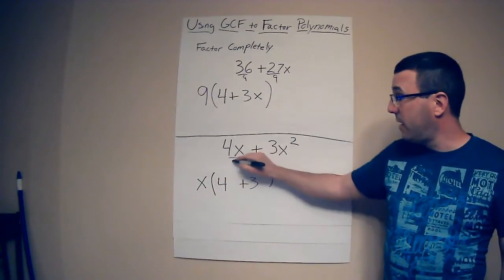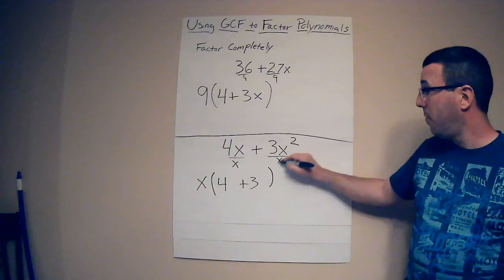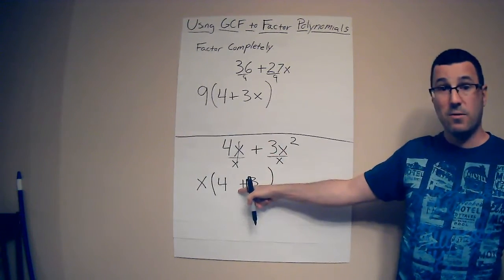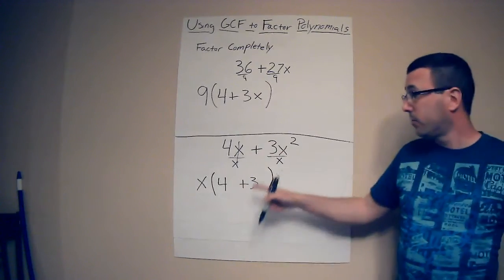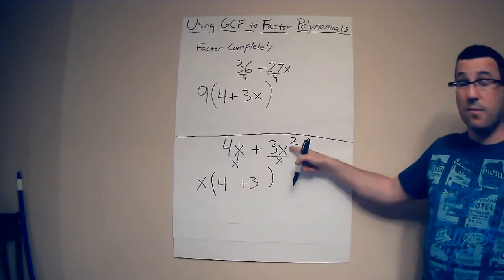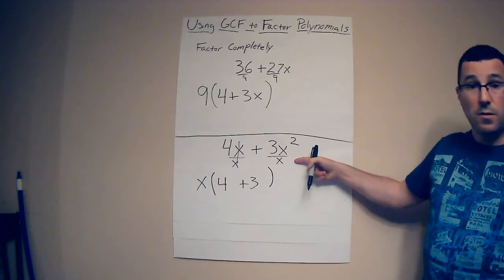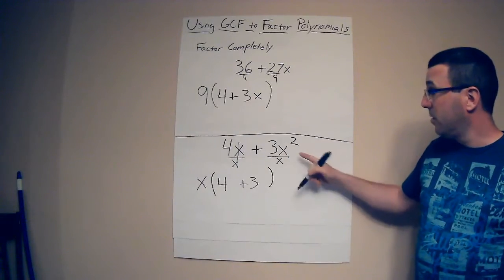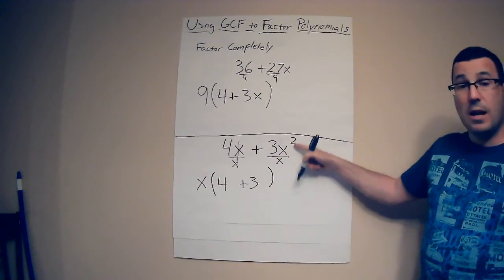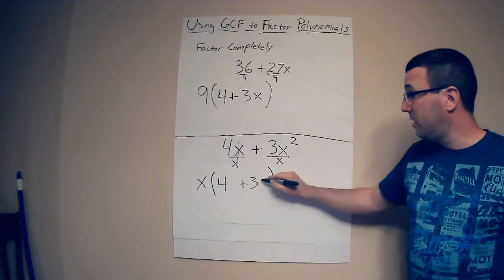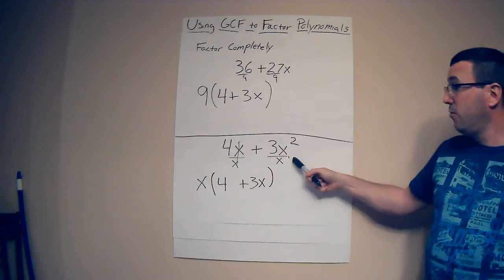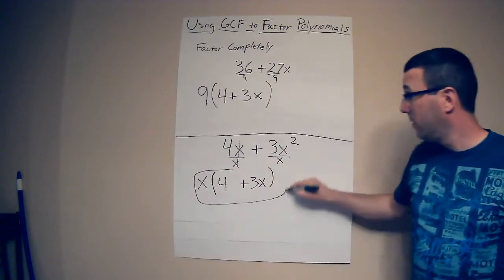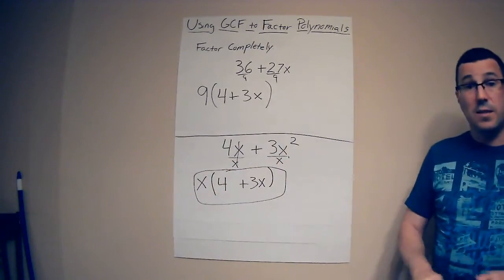So I'm going to divide both of these by x. This x cancels out, so I'm not going to have anything here. So that 4 is by itself. X squared, when I divide bases with the same exponent, I'm subtracting the exponents. So I have 2 minus 1. So I'm still going to have x, because 2 minus 1 leaves x. So that's it. That's my answer.